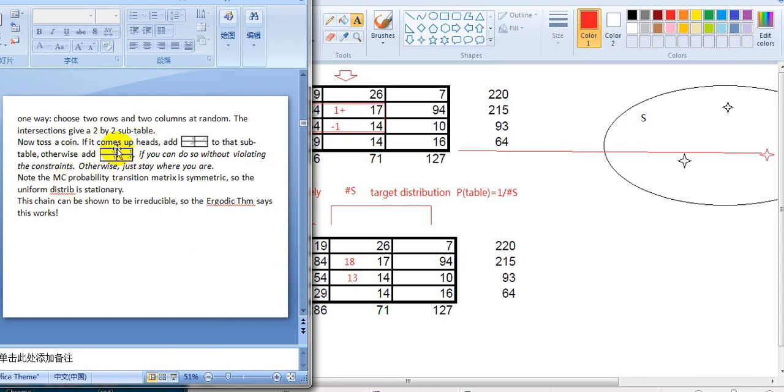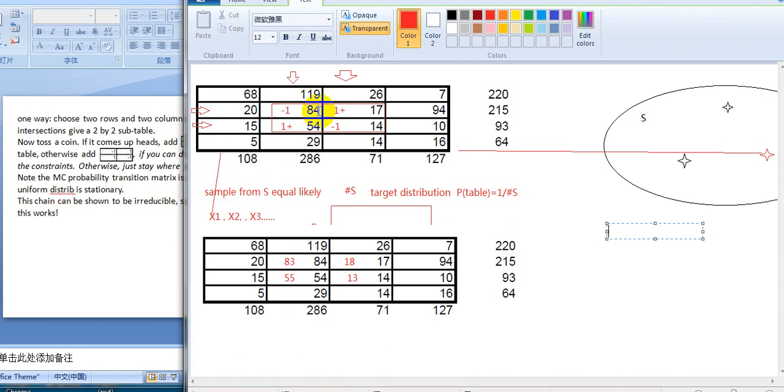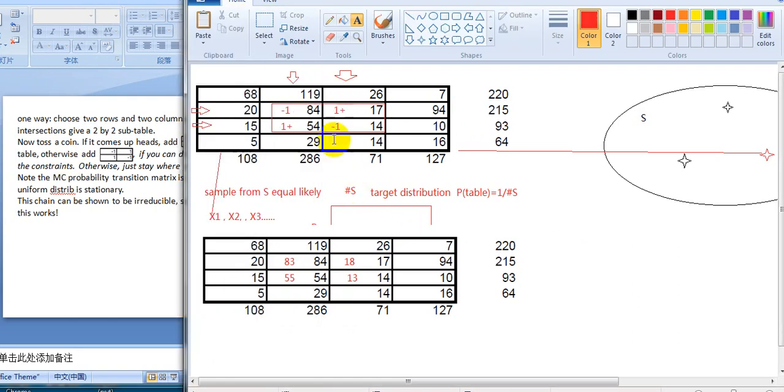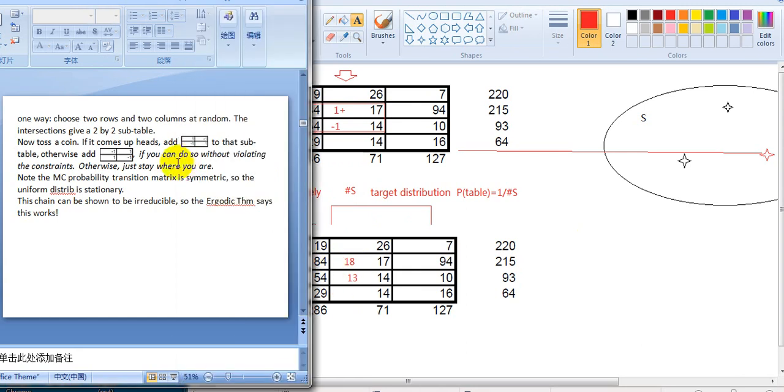If I get a tail, I will do it the other way. In either case, no matter whether head or tail, you never change the row summation or column summation, right? Because you subtract one here, but you add one here, so the row summation is not changed, and the column summation is also not changed. We always keep the row and column summations. And so if you can do this without violating the constraints, which just means that no number can be negative, it could be 0 but it cannot be negative, you just check: is there any negative number? No, right? Then we just accept this.